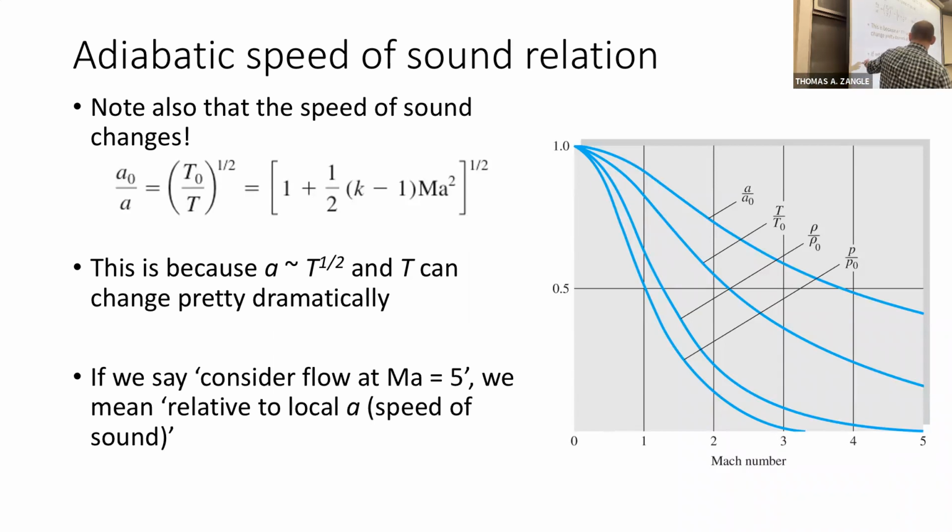And just to reemphasize, if we consider flow at Mach number equal to 5, we mean 5 times the local speed of sound. So relative to the local A, relative to the local speed of sound. That makes sense? Yeah.